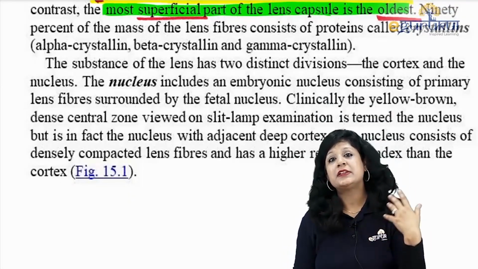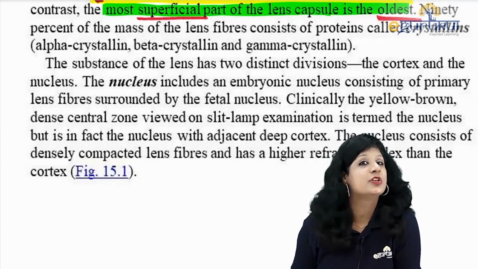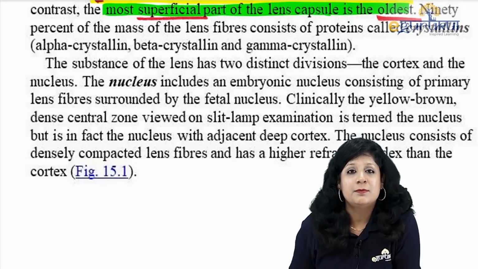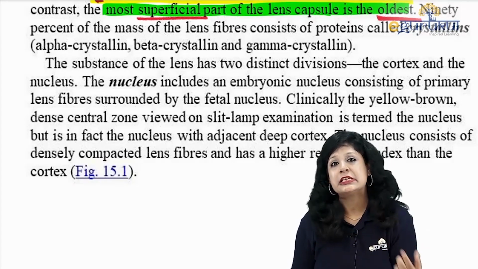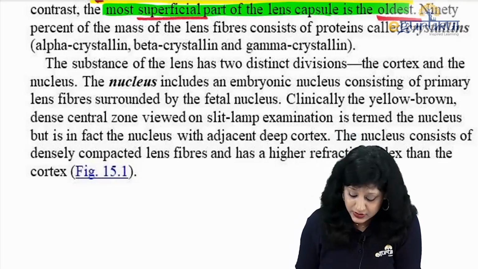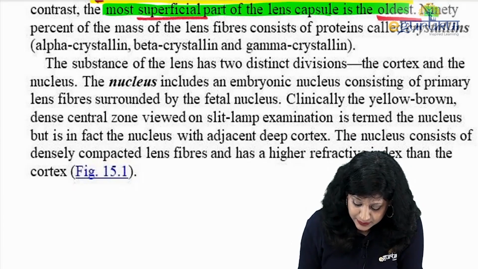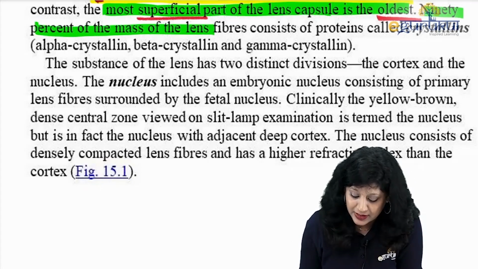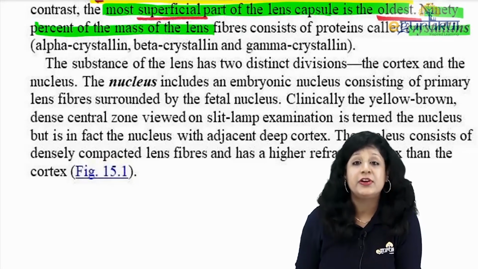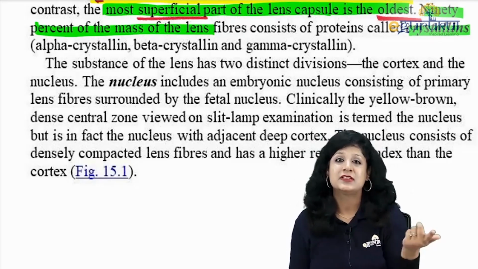Now we talk about the mass. I told you that the lens is proteinaceous in nature, and one of the major constituents present in the lens is crystallins. So how much is it? It is actually 90%. 90% of the mass of the lens fibers consists of crystallins, and you already know we have three kinds of crystallins: alpha, beta and gamma.